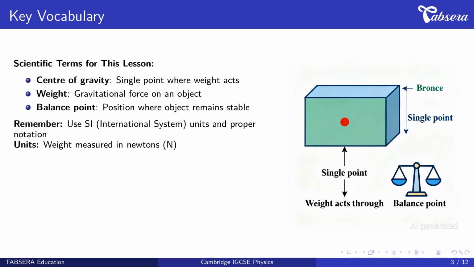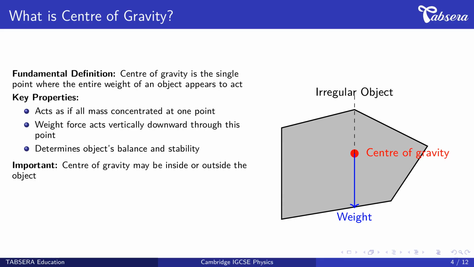Third, balance point means the position where an object remains stable without rotating. This connects directly to the centre of gravity concept. Understanding these terms precisely is crucial for Cambridge IGCSE success. Remember, we use SI units throughout, where SI stands for International System of Units. Let's explore our first core concept.